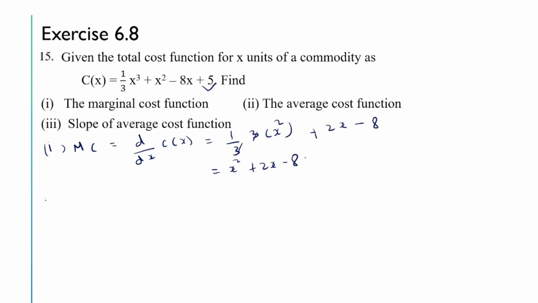The second subdivision is the average cost function. Average cost function is given by the total cost function divided by x. So it is equal to x squared by 3 plus x minus 8 plus 5 by x. This we have to divide by x.